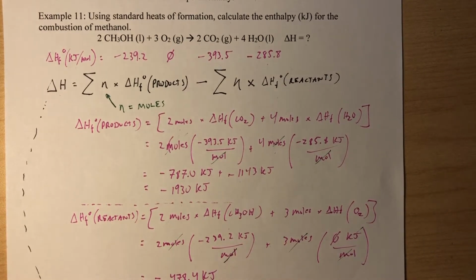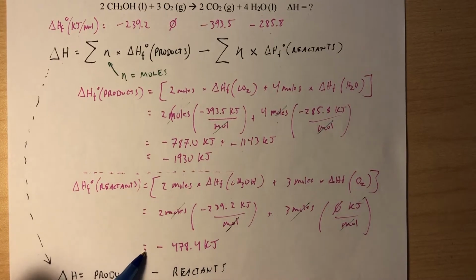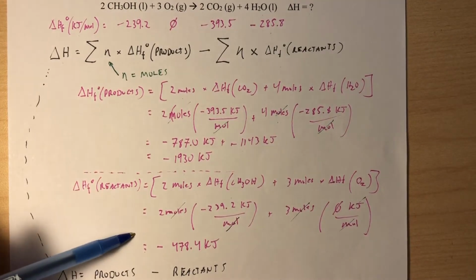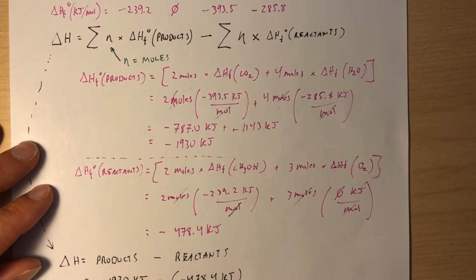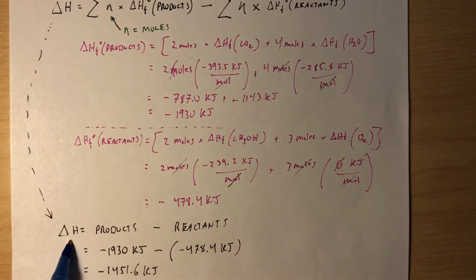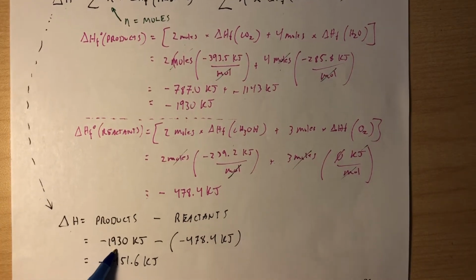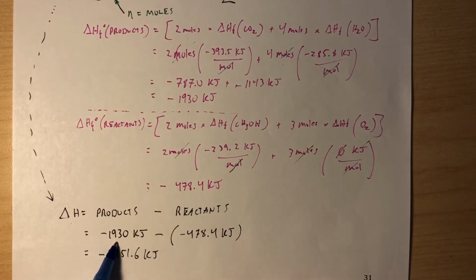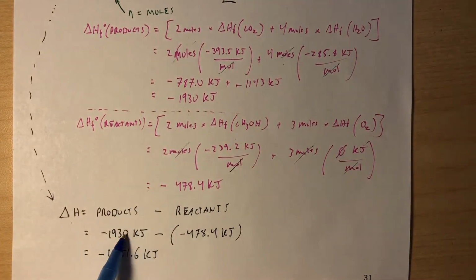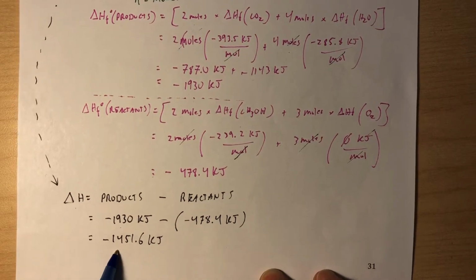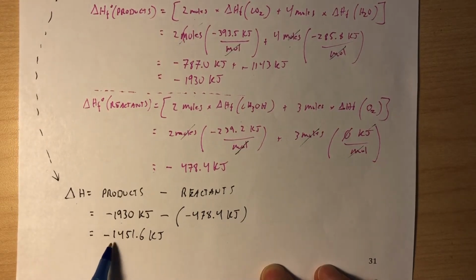And we would discover that the heat of formation of our reactants is negative 478.4 kilojoules. Now that we have our heat of formation of all of our products and all of our reactants, we can figure out what the delta H is for the whole reaction by setting delta H equal to products minus reactants. So our products would be negative 1,930 kilojoules that we calculated, minus negative 478.4 kilojoules, giving an overall delta H for this entire reaction of negative 1,451.6 kilojoules.